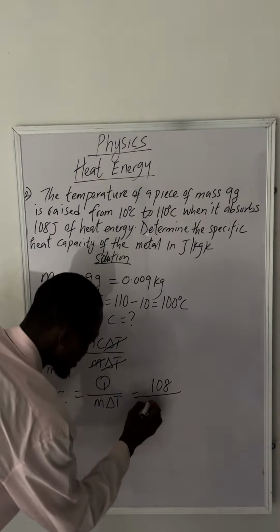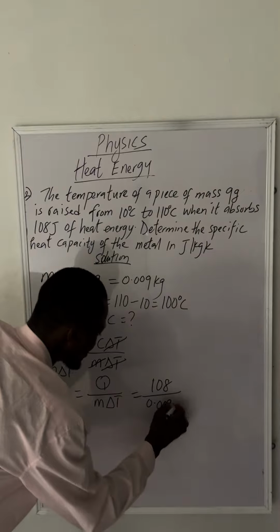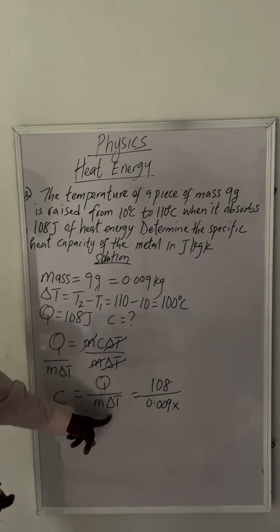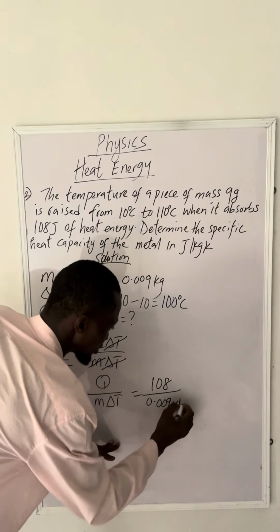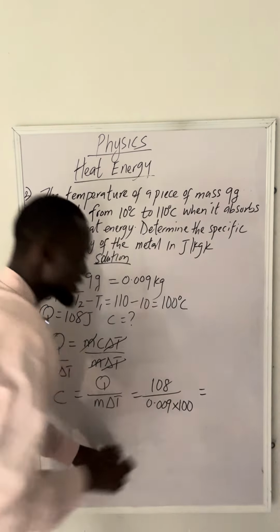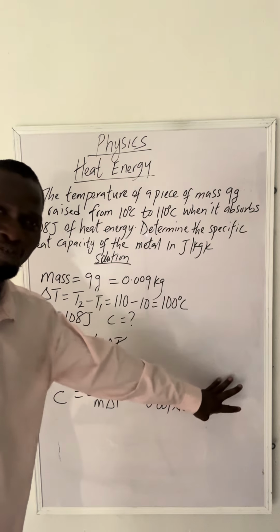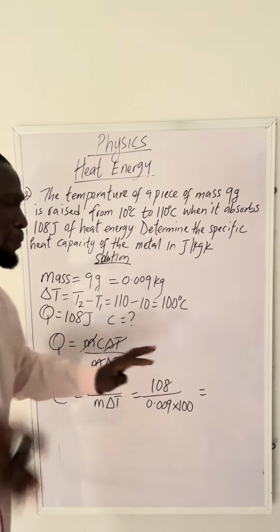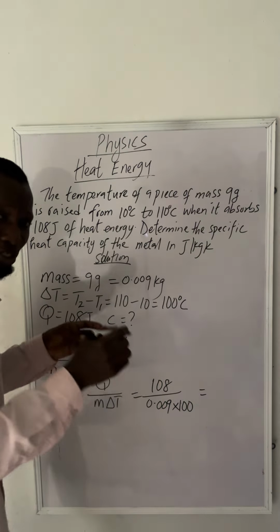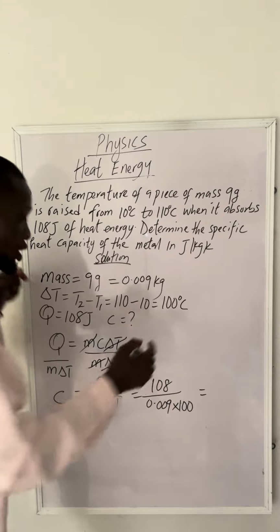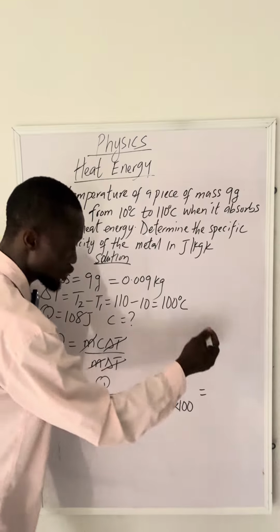So we have 0.009 times delta T, which is the temperature rise, which is going to be 100, right? But here now, please, you can use your calculator to do this, and you're going to get the final answer straight away. But now I'm going to solve this, and I'm going to deal with what I have here.